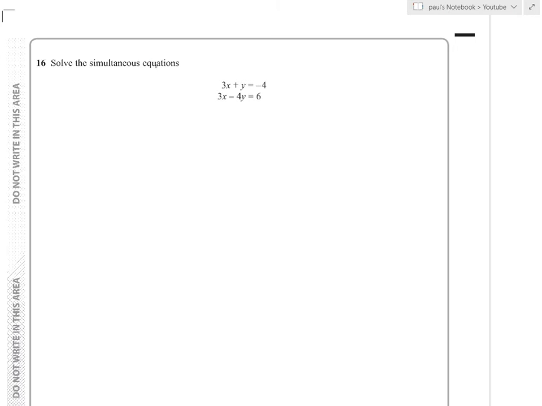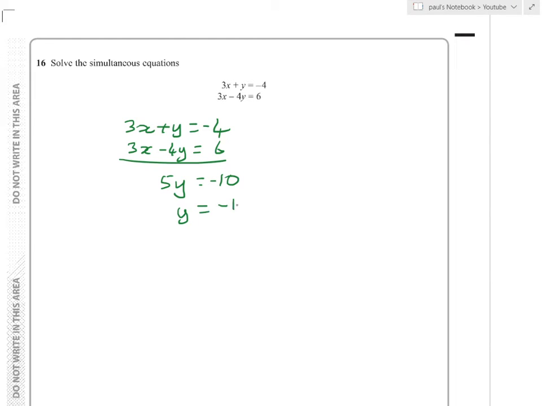Solve the simultaneous equations. Minus signs to make it a bit tricky. So let's do 3x plus y equals minus 4, and 3x minus 4y equals 6. I'm going to subtract them to get rid of the x's. So y minus minus 4y is 5y. Minus 4 minus 6 equals minus 10. So y equals minus 10 divided by 5, which equals minus 2.